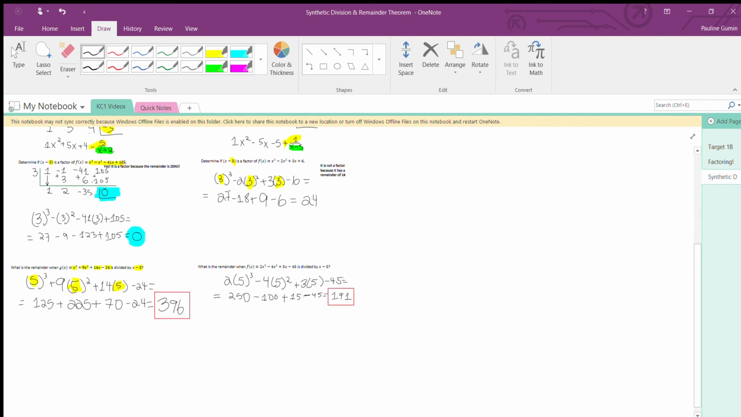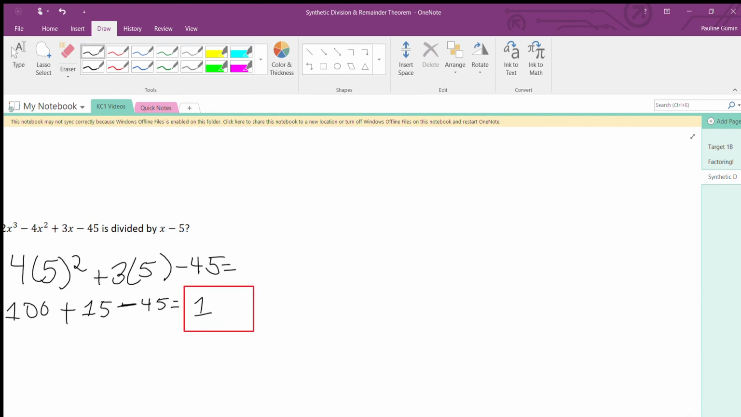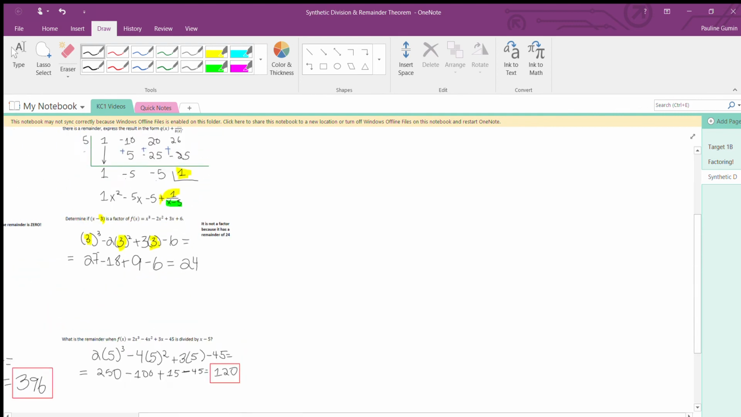And I think I made a mistake. I think this is... Did I do this right? Oh well, one way or another, I need to double check. If you're still here, that's good. We're going to double check. I think it's supposed to be, instead of 191, it's 120. It just looked wrong. There we go. Okay, well, there's the right answer.